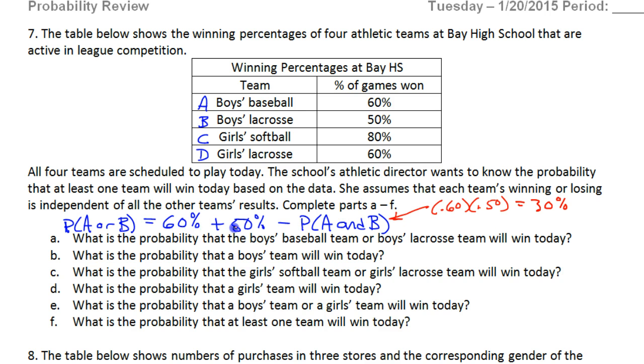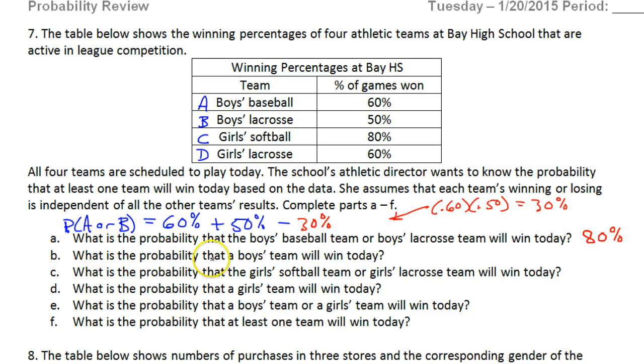So if I do 60% plus 50%, then I need to do minus 30%. And that should give me the probability of A or B, which is what they wanted. So 60 plus 50, that's 110%. Minus 30% is 80%. Okay, so I think we'll have to do a similar calculation for a bunch of these. But that's the answer to part A.